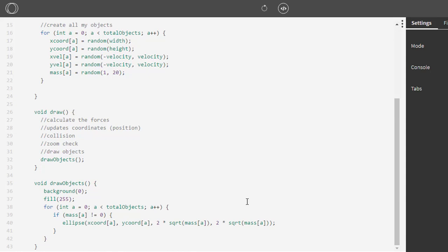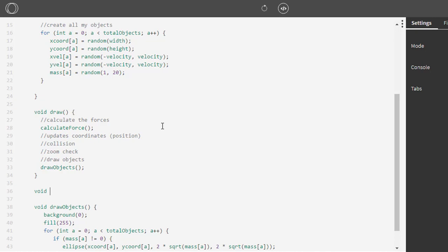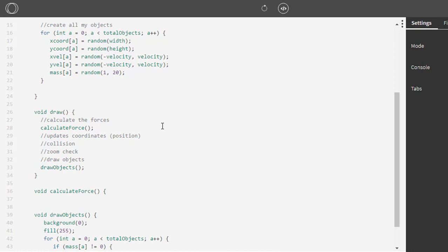So that's the drawing portion of it. What about checking for the force of an object? So calculating the forces, I'm going to make this a separate function. All right, so I'm going to create this function called calculate force. I'm going to call it here, name it here. And its job is to go through and calculate the forces of every object on each other.